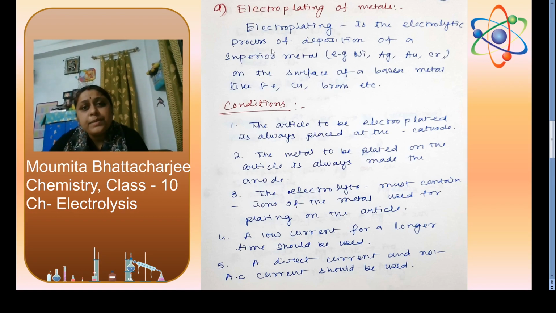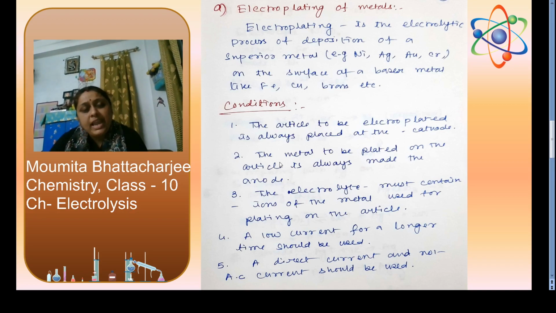Electroplating is the electrolytic process of deposition of a superior metal, for example nickel, silver, aurium (that is, gold), chromium, etc., on the surface of a baser metal like iron, copper, brass, etc. Now the question is, why do we electroplate the metal? We electroplate the metal to make it more attractive.